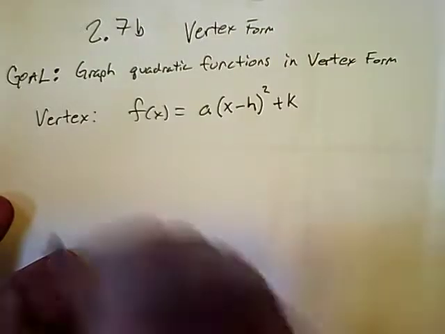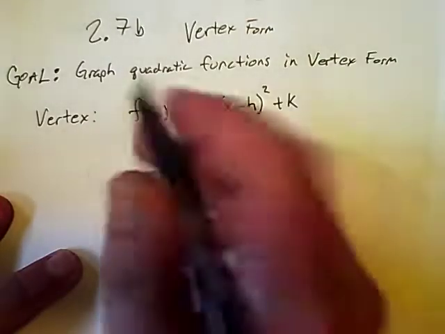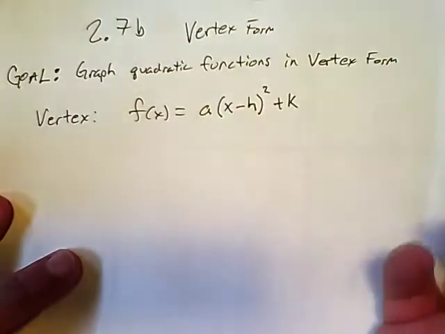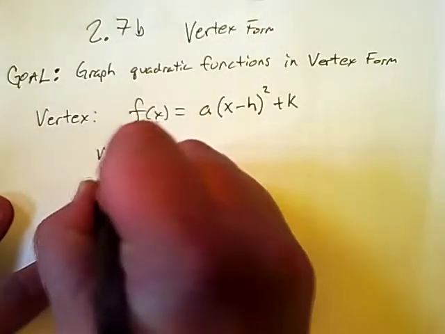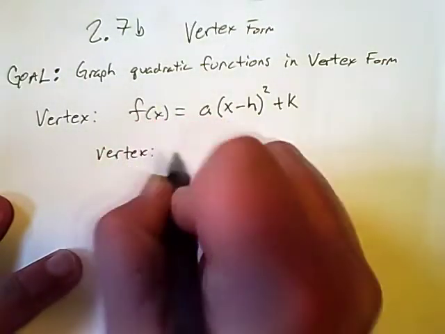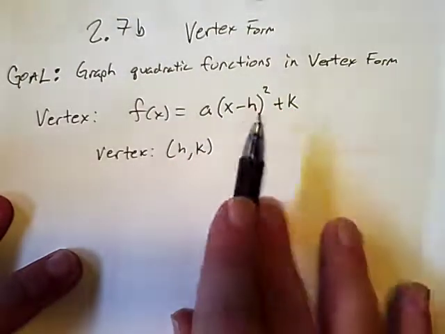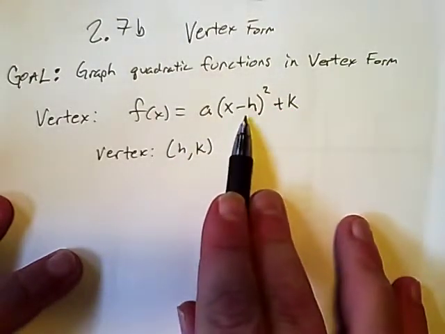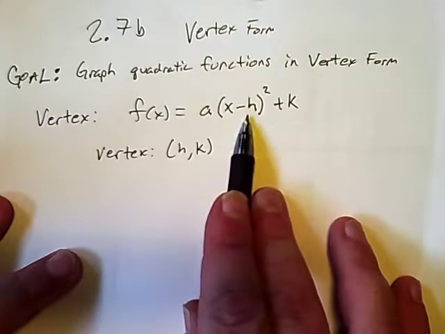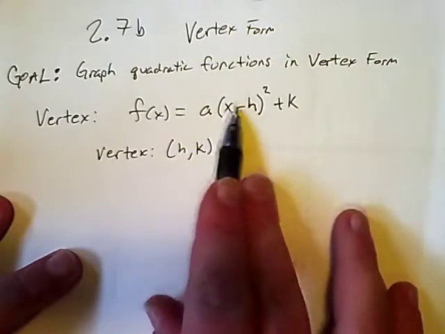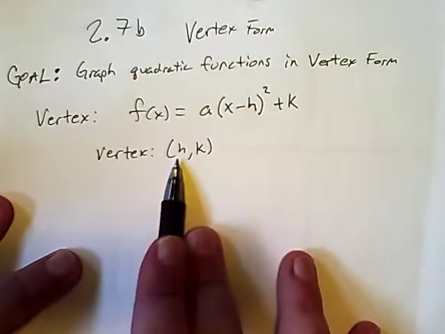And what's really nice is that whenever I'm in this form, I can just simply look. Here's the x and here's the y coordinate of the vertex. It's always going to be in the form of h comma k. Now notice something. I want you to pay close attention. This says x minus h, so it's always going to be the opposite of what it looks like for my vertex.